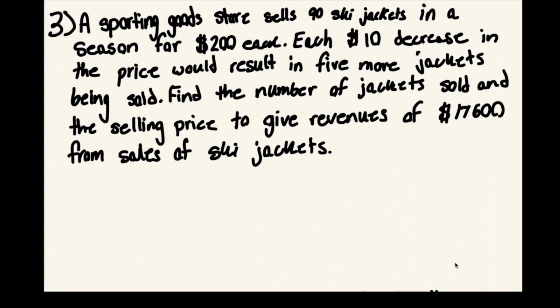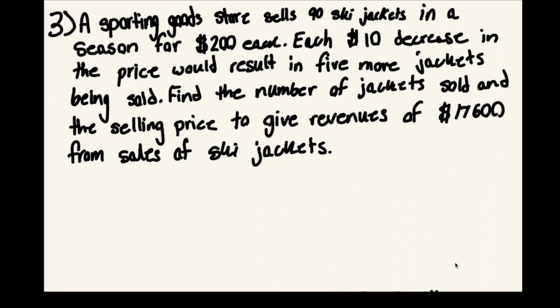So the next question is, a sporting goods store sells 90 ski jackets in a season for $200 each. Each $10 decrease in the price would result in 5 more jackets being sold. Find the number of jackets sold and the selling price to give revenue of $17,600 from sales of ski jackets.